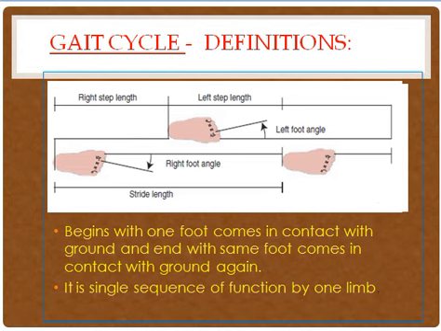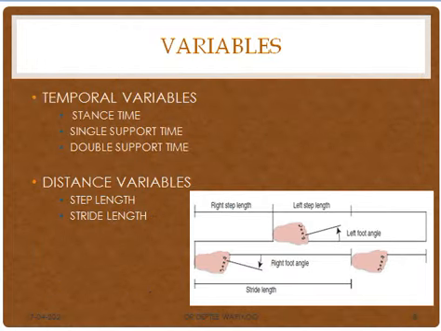Now when we talk about the gait variables, we have two basic variables. Temporal variables, which include the stance time, single limb support time and double support time. And the distance variables, which cover step length and stride length. These variables provide essential quantitative information about a person's gait and should be included in any gait description and assessment.